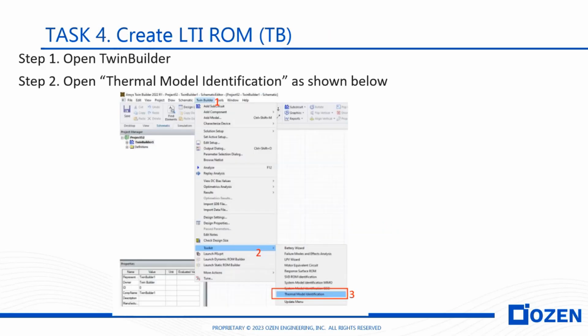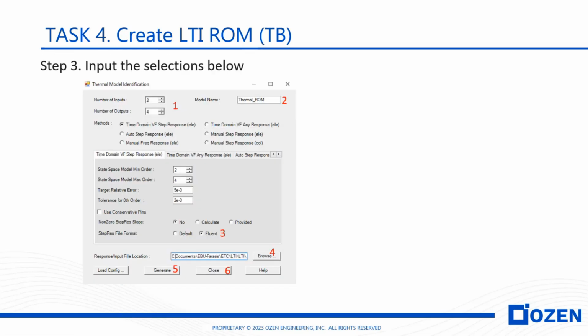So step number 4. Now that we have our LTI RAM information, we want to process it into TwinBuilder. We go back to TwinBuilder. Again, go back to our toolkit, and then in step 3, we're going to say thermal model identification. So here, the window comes up. We have 2 inputs, 4 outputs for it.